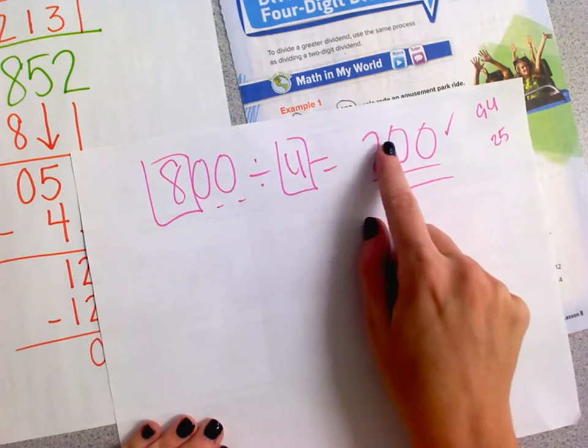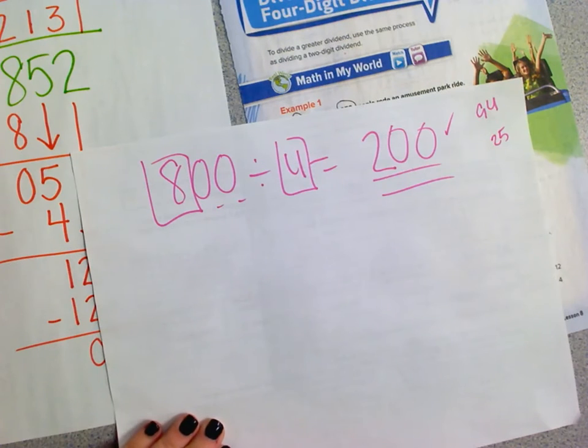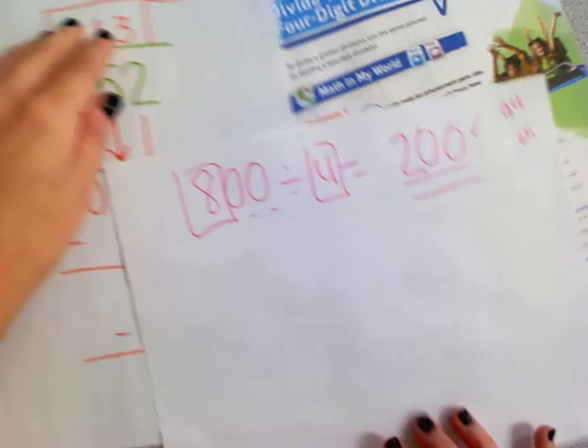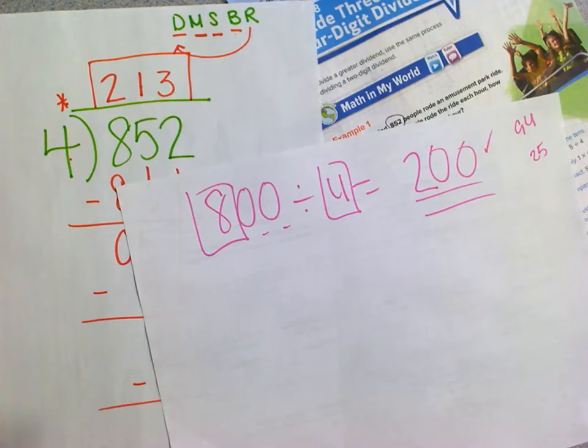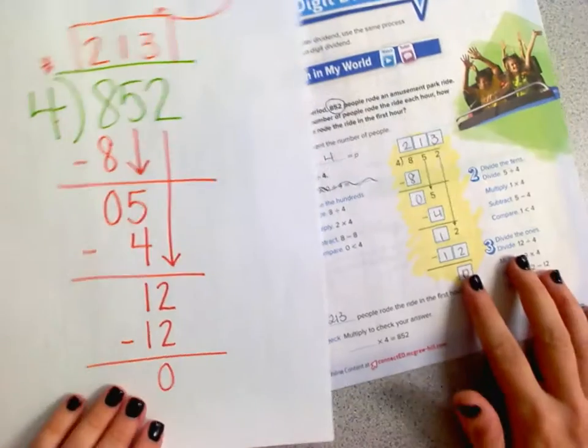Now let's go back to our estimate. Is that close? Is 213 close to 200? Yes. So then we ask the question, is my answer reasonable? It is reasonable because it's close to my estimate that I made before I even got started.